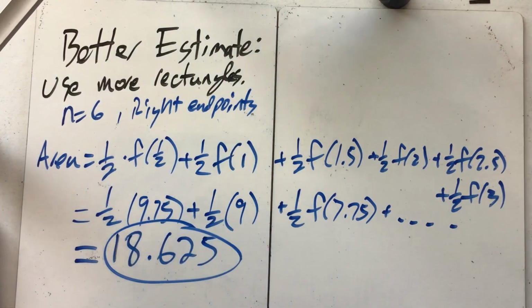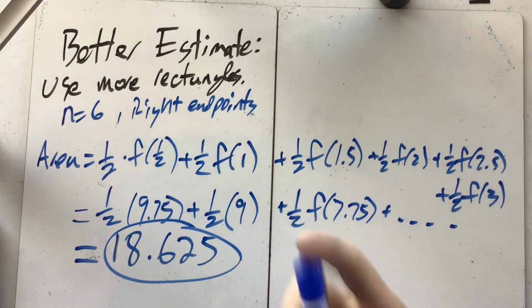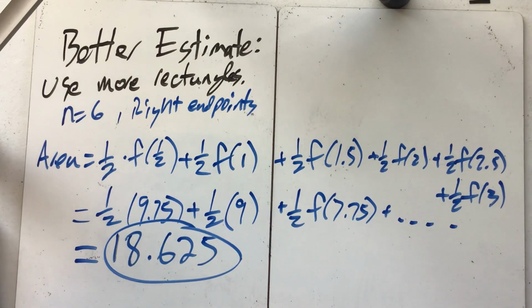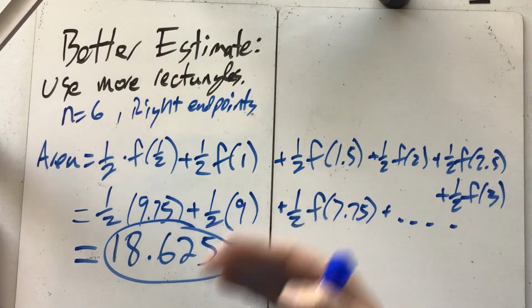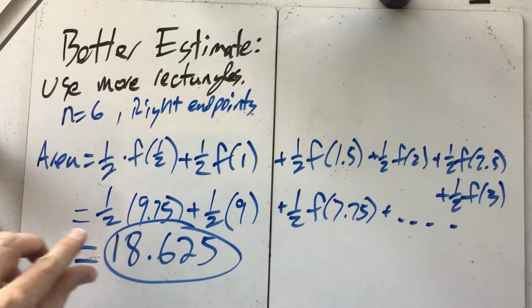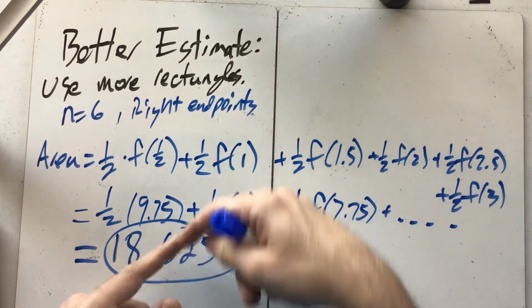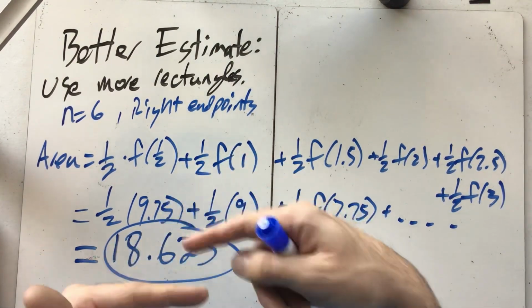So 18.625, what you'll notice is that this is an even better estimate than the past one. The last time we had 16 and 25. This is in the middle, and so this is an even better estimate. If I wanted, I could make left-hand endpoints and get an estimate that's a little bit bigger, and then we could start to sandwich this.